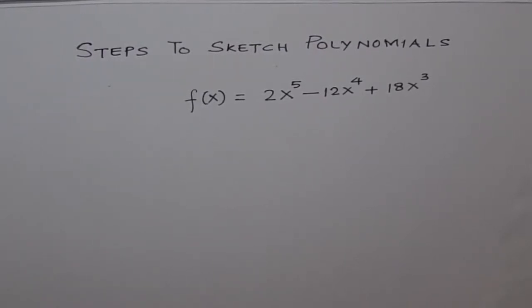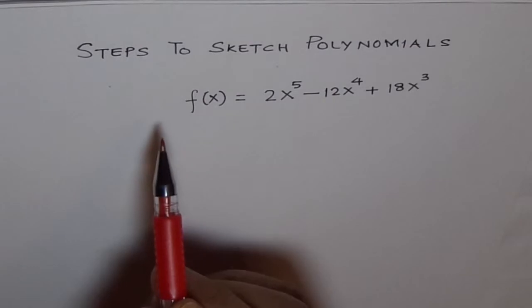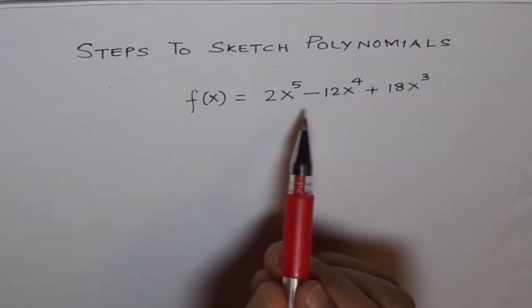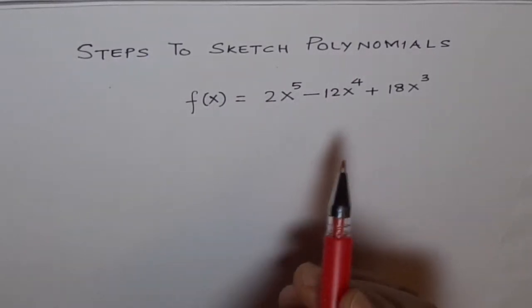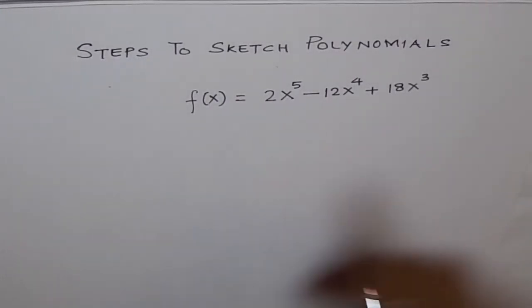Here we have a polynomial in standard form. We will see the steps involved in drawing a sketch of this polynomial. 1. Let's have a close look at the polynomial, f(x) equals 2x to the power of 5 minus 12x to the power of 4 plus 18x cubed. We can actually identify the end behavior.